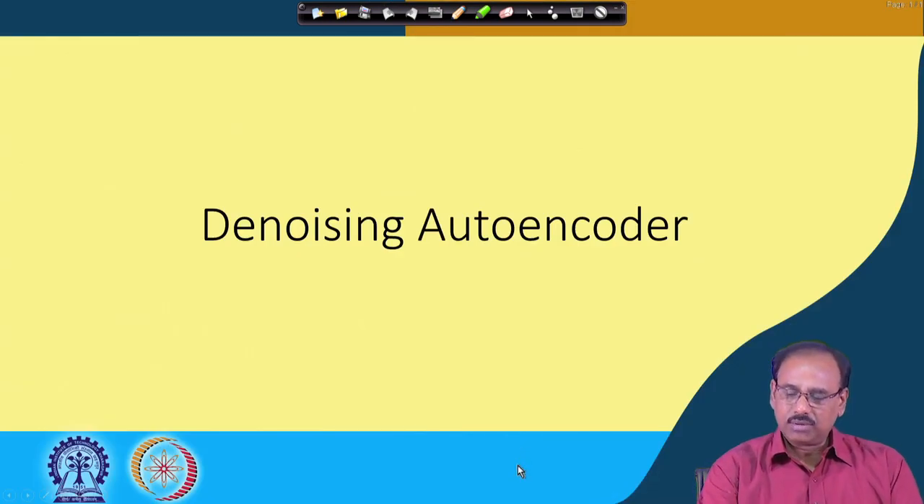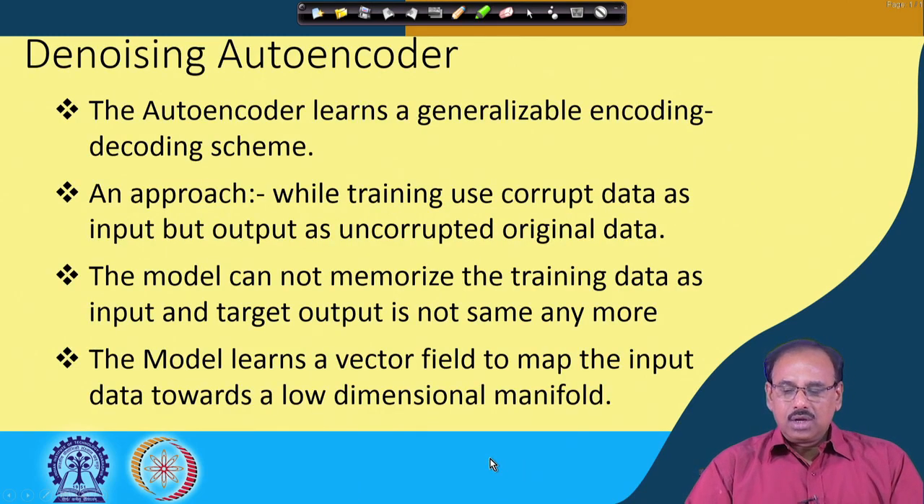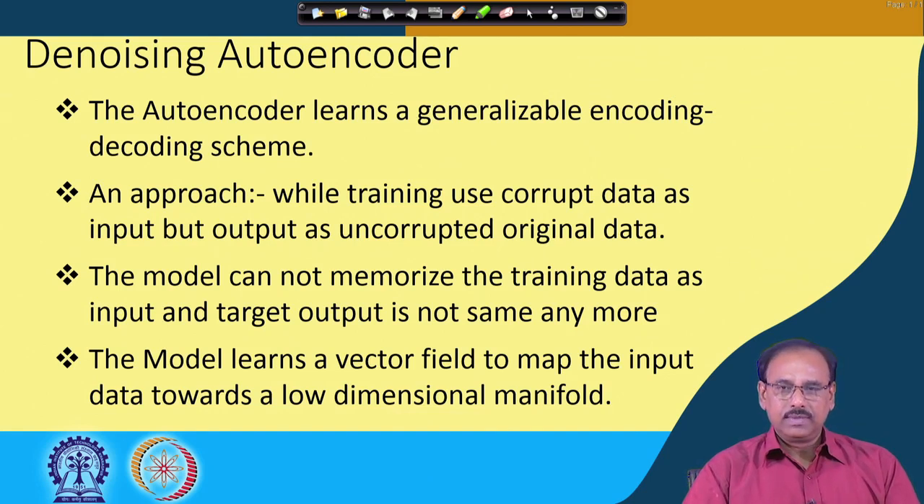So, what is a denoising autoencoder? As we said, an autoencoder learns a generalizable encoding decoding scheme. It does not simply memorize the input data. In the earlier two types of autoencoders, in case of the undercomplete autoencoder, that was done by restricting the number of nodes in the hidden layer. In case of the sparse autoencoder, generalizable learning was achieved by introducing a sparsity constraint for the activation function of the hidden layer nodes.